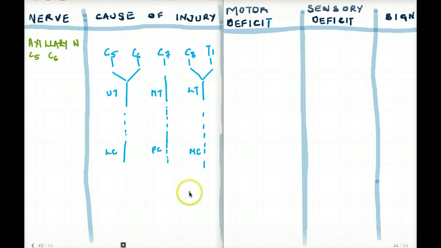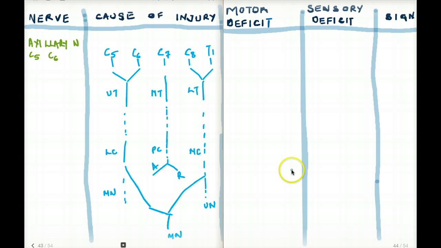Now the cords then give rise to branches. The lateral cord eventually gives rise to the musculocutaneous nerve. The posterior cord gives rise to the axillary nerve and radial nerve, and the medial cord gives rise to the ulnar nerve. The medial cord and the lateral cord together give rise to one nerve, and that would be the median nerve.